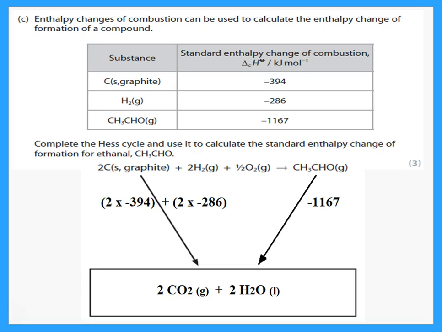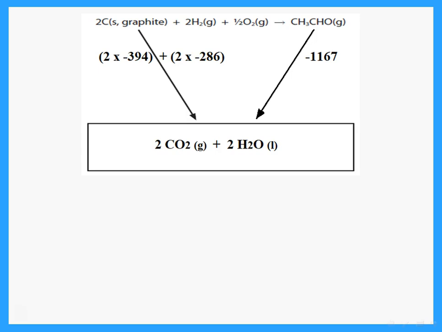Then I have 2 hydrogens, it will give 2 water. Remember that you need to balance and you need to write the state symbols for the products in the box below. Then you can use this to calculate delta H. So he's saying, okay, what are we trying to do? We're trying to get the delta H for this reaction.